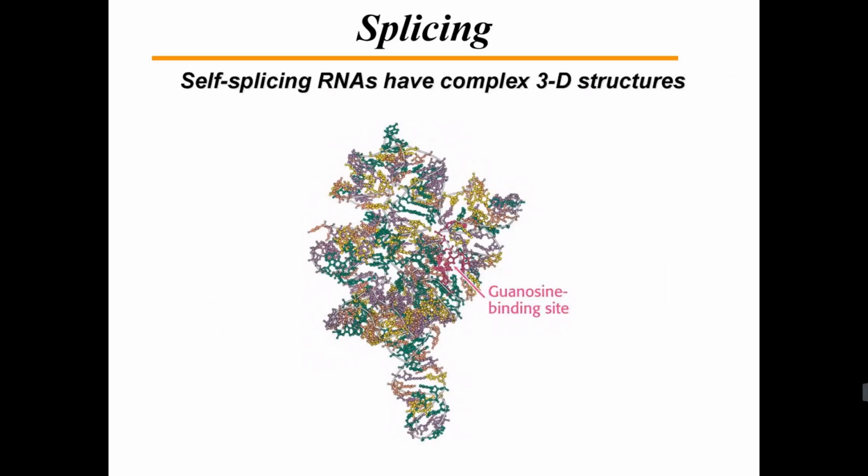Okay, so just a bit about the structure of the self-splicing RNAs. They're not just very flat 2D structures. They actually have very complex 3D structures. And this is, again, from Tetrahymena. That self-splicing intron has a very complex folding pattern of helices and loops, as you can see.